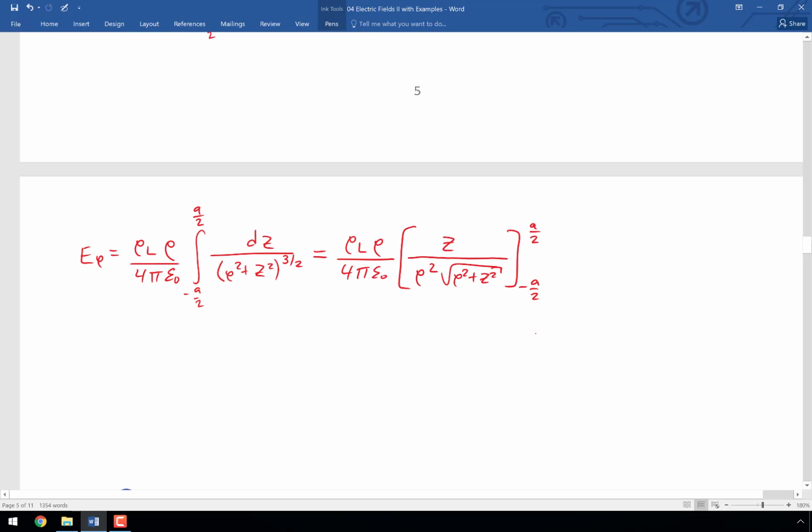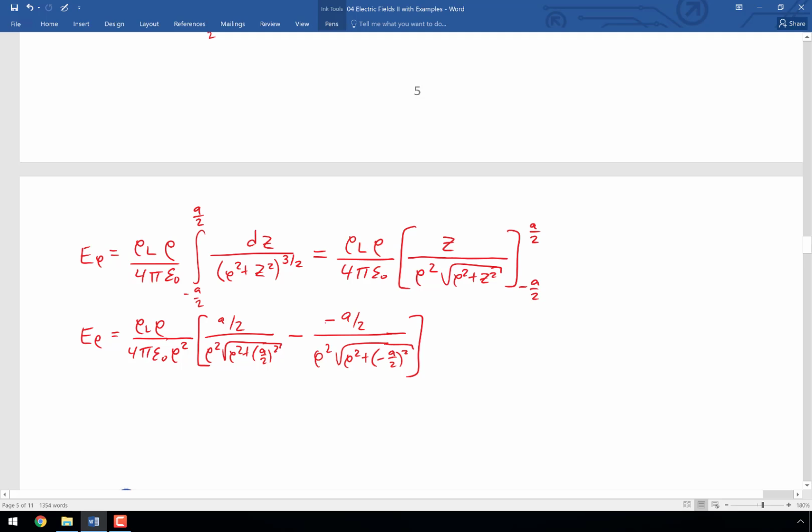Okay, in my next step, I'm going to pull out this rho squared in the denominator. This becomes rho sub L times rho divided by 4 pi epsilon 0, and then there'll be a rho squared in the denominator. I have to do the top limit first, so that's a over 2 divided by rho squared times the square root of rho squared plus a over 2 squared. And then I subtract when I plug in the bottom limit. So this is minus negative a over 2 divided by rho squared times the square root of rho squared plus negative a over 2, the quantity squared.